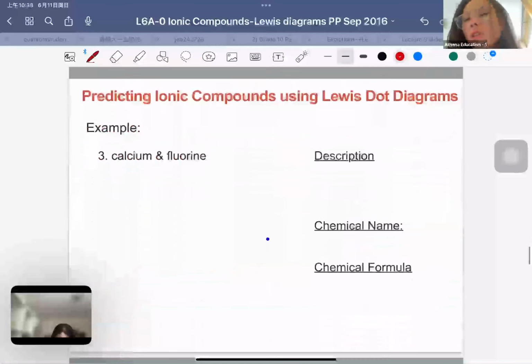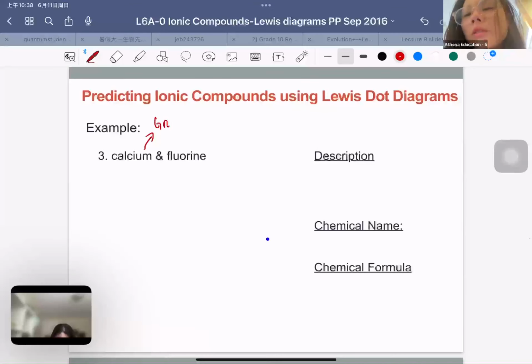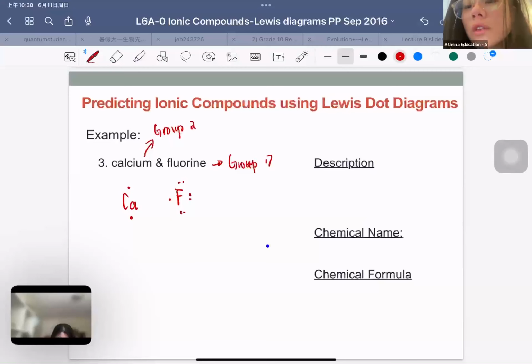All right. So the last one we have is calcium and fluoride. Calcium is in group 2 of the metals. Fluoride is in group 17. So calcium will have 2 electrons, and fluoride will have 7. 1, 2, 3, 4, 5, 6, 7. So you draw it, just make sure that now we have 7.